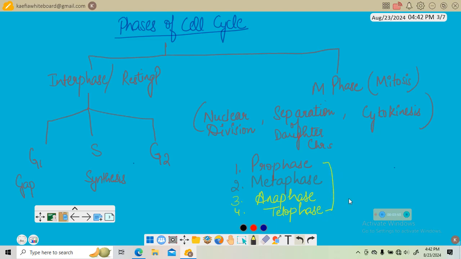These four stages make up karyokinesis. Like this is a cell, here is the nucleus. When this nucleus divides, all four stages are involved, so together they are called karyokinesis. After karyokinesis, after telophase, the last stage, there occurs a process called cytokinesis. Cytokinesis is division of the cytoplasm. Like this, all of this is the cytoplasm.